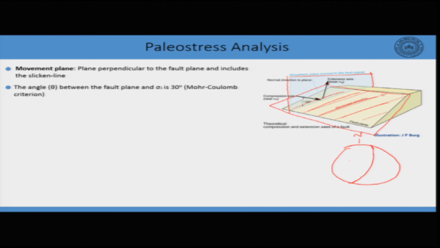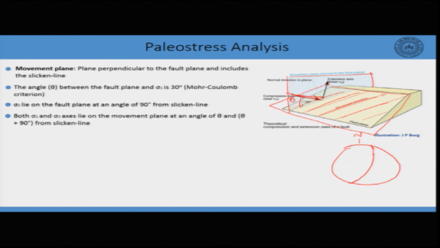Theta is basically the angle between the fault plane and sigma 1. So, this is 30 degree, this is theta. We have seen that sigma 2 lies on the fault plane. So, on the stereonet we will plot sigma 2 at 90 degrees from the striation on the fault plane, because we have seen in the previous illustration that sigma 2 always lies on the fault plane and sigma 1 and sigma 3 are perpendicular to sigma 2. We will then plot sigma 1 and sigma 3 on the movement plane at angles theta and theta plus 90 degrees from the striation, and theta is 30 degrees for sigma 1.